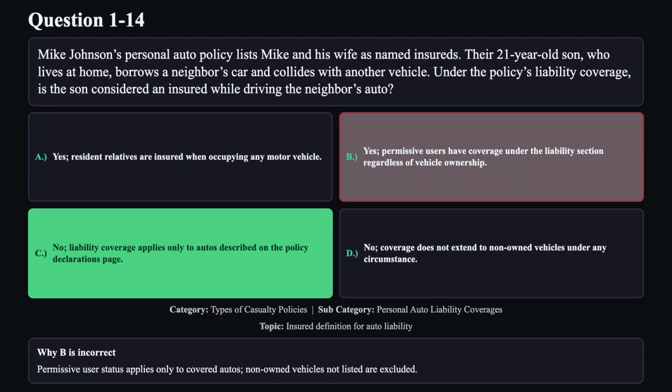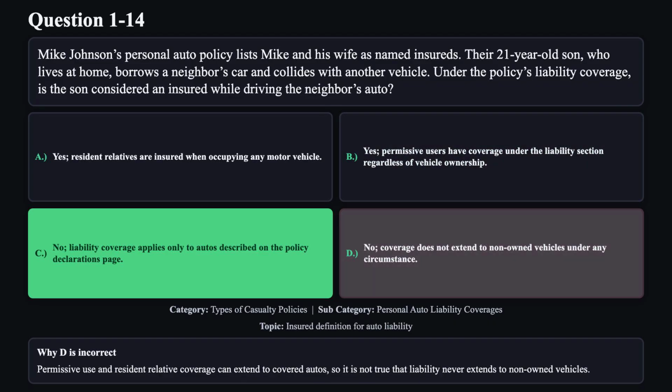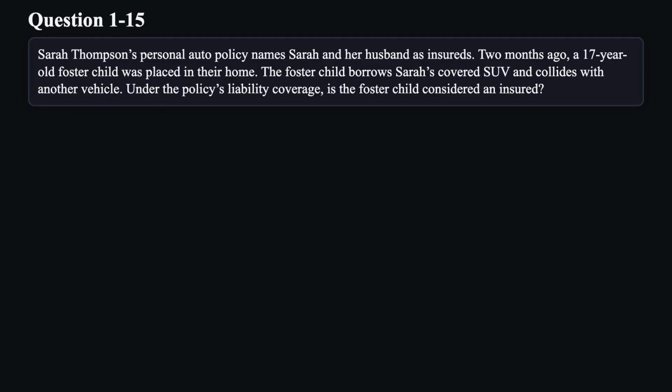Reason B is not correct. Permissive user status applies only to covered autos. Non-owned vehicles not listed are excluded. Reason D is not correct. Permissive use and resident relative coverage can extend to covered autos, so it is not true that liability never extends to non-owned vehicles.